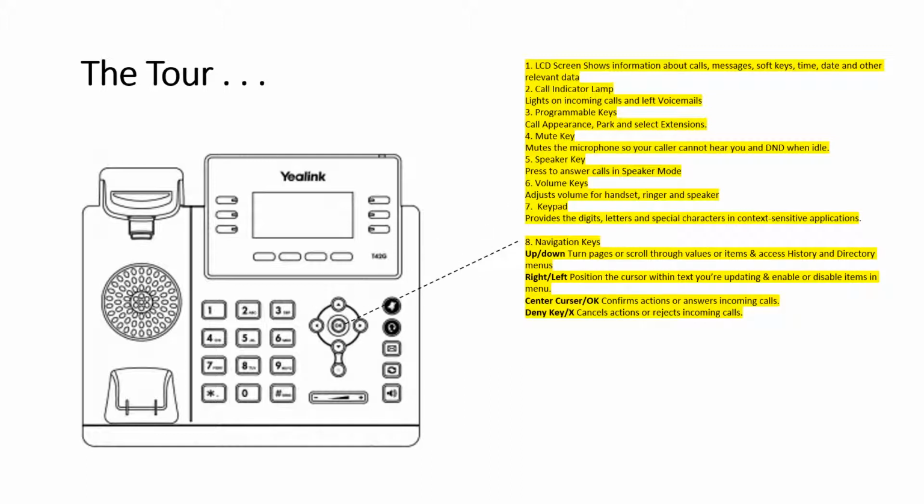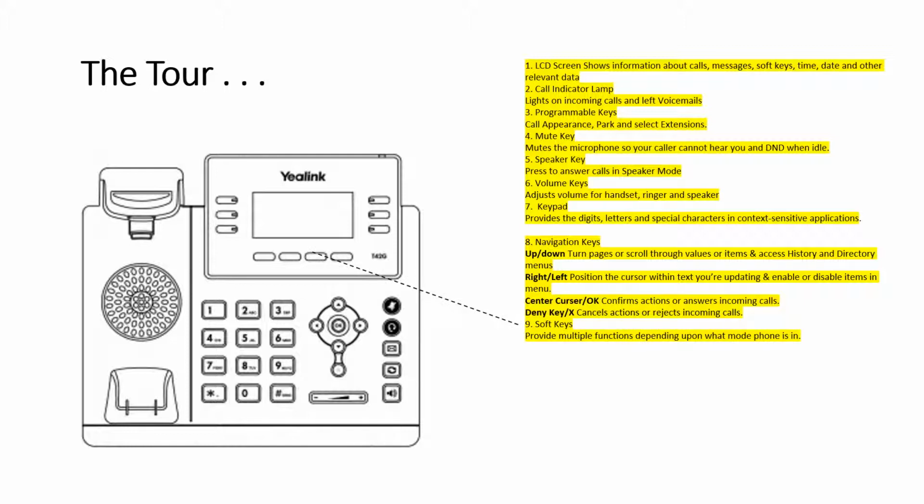Keypad, pretty self-explanatory. And then you'll notice navigation keys, which allow you to move around the screen above. If you're looking at a directory in the screen, or looking through your call history, you can scroll up and down using the navigation keys.